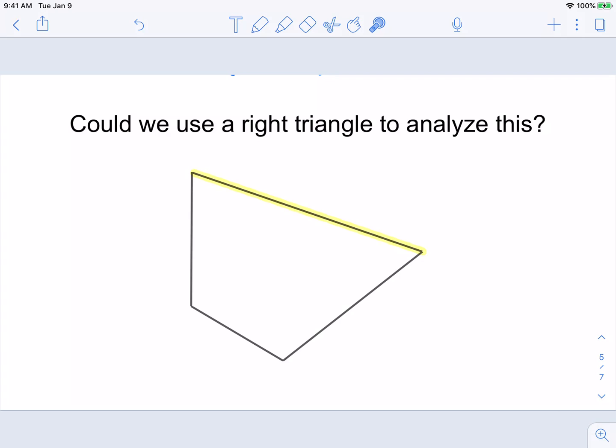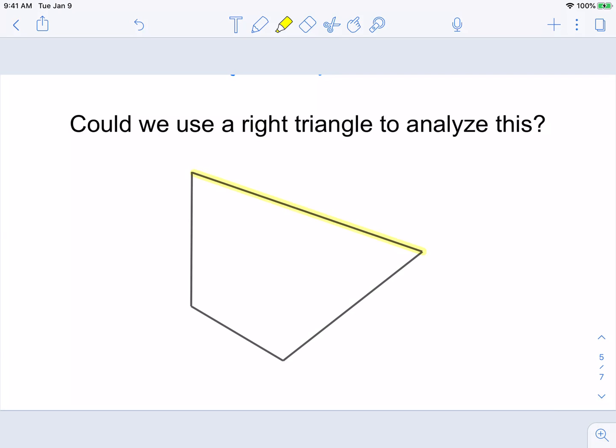But look at what you can do here, folks. It's the big picture that I want you to see. The first thing we do in our head is we say, okay, I see that diagonal line. Could that be the hypotenuse of a right triangle?